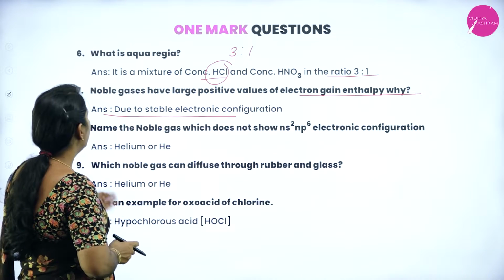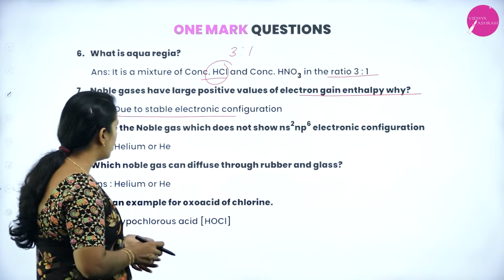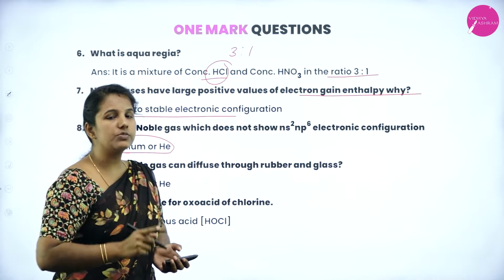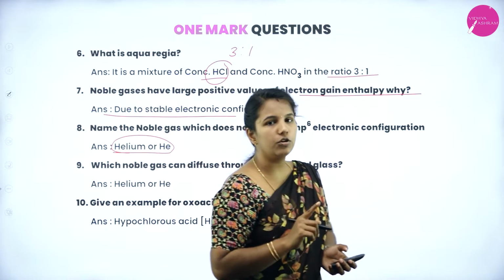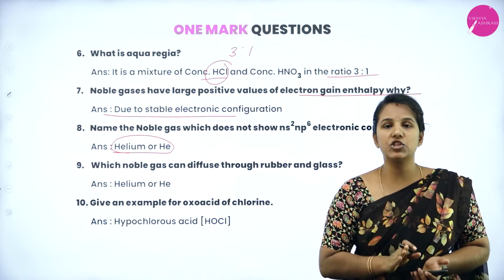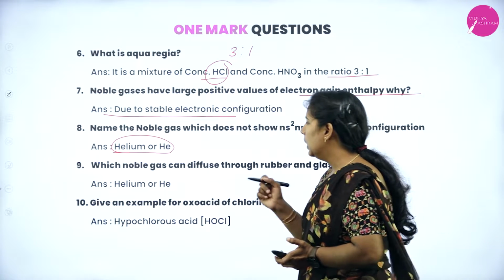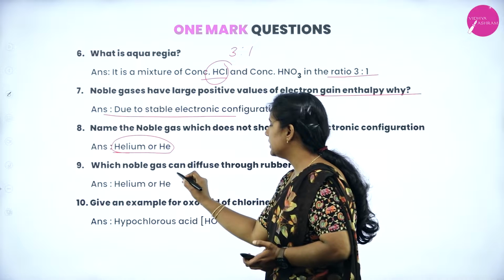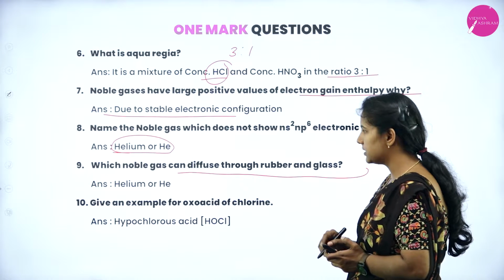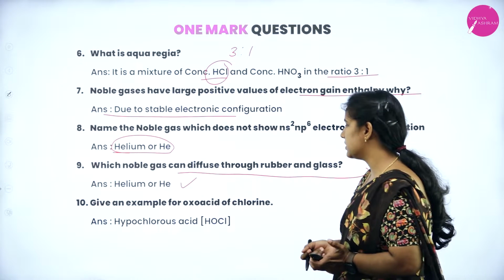Okay. Next, name the noble gas which does not show ns2 np6 electronic configuration. Helium is the only exceptional case among the noble gases which does not show ns2 np6, because it does not have many electrons. Its atomic number is only 2. Okay. Which noble gas can diffuse through rubber and glass? Helium is the only noble gas which can easily diffuse.